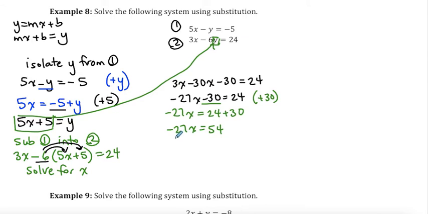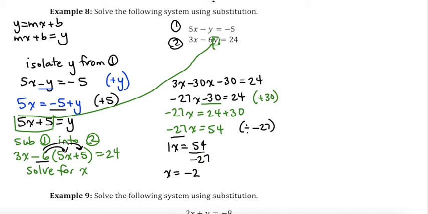From here, I want to get rid of the coefficient in front of my x. The opposite of multiplying by negative 27 is dividing by negative 27. Negative 27 divided by negative 27 is x, or 1x. So because negative 27 divided by negative 27 is 1, and I have 54 divided by negative 27, x is equal to negative 2, because a positive divided by a negative is a negative.